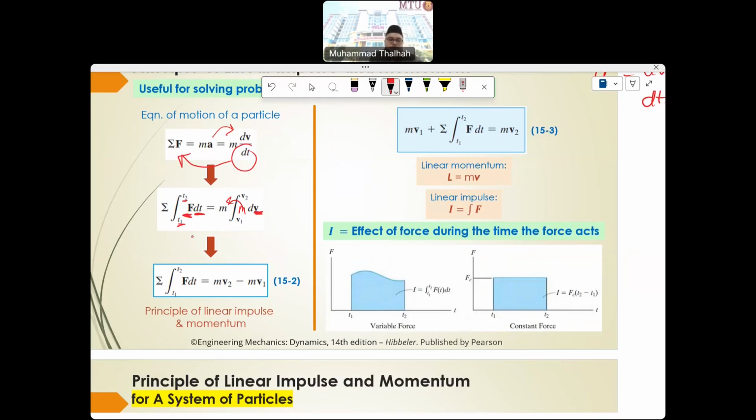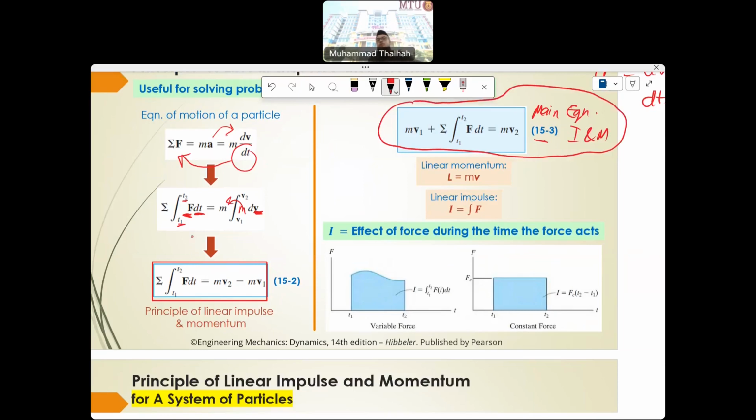Now, what this gives us, when you arrange stuff, is the principle of linear impulse and momentum, which is equation 15.2. Rather, 15-3 is our main equation, the one rearranged properly. Main equation for impulse and momentum, okay? So hold on to this one.